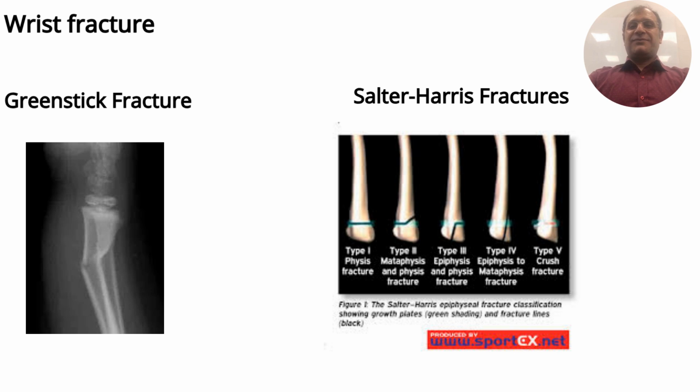Salter-Harris fractures are classified into 5 types based on the involvement of the growth plate, metaphysis, and epiphysis. They are caused by trauma, such as a fall or sports injury. Symptoms include pain, swelling, and tenderness over the growth plate. Proper treatment is essential to prevent growth disturbances.